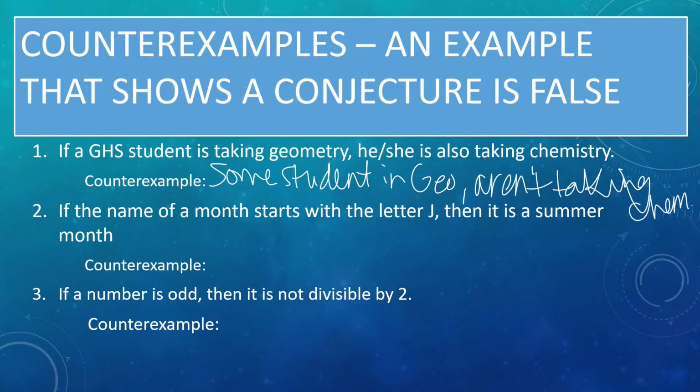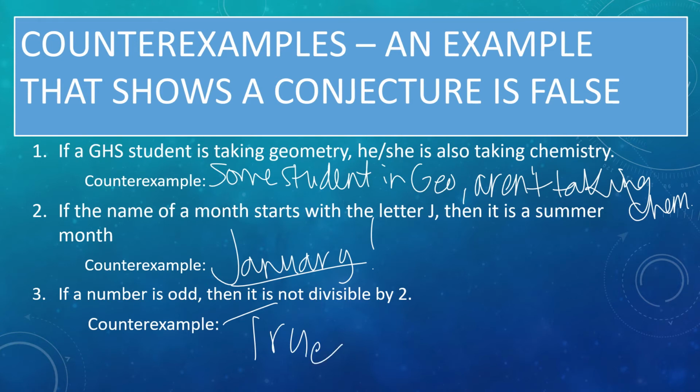The next one, if the name of the month starts with the letter J, then it is a summer month. That's not true because there is January. January is not a summer month here in Indiana. If a number is odd, then it is not divisible by 2. So think of all the odd numbers. Can any odd number be divided by 2? The answer is no. So this conjecture here is true.